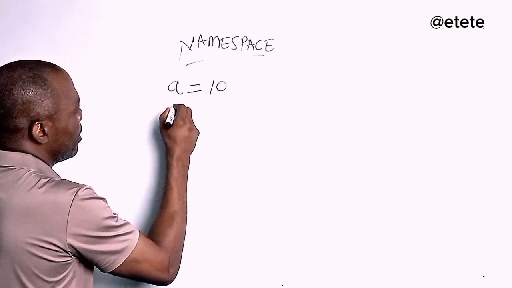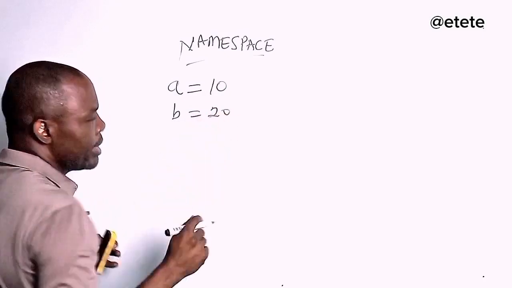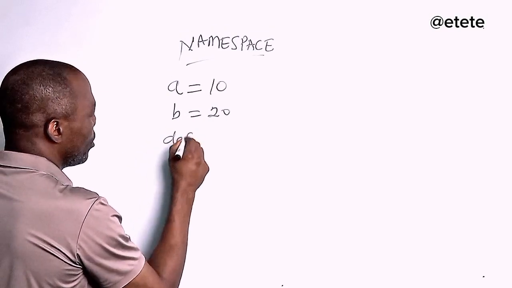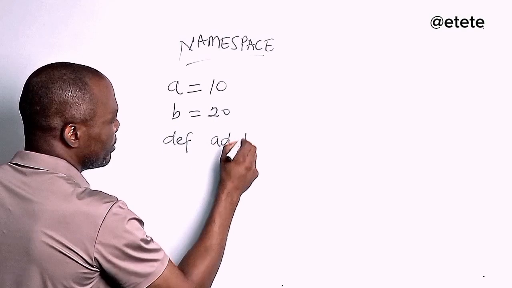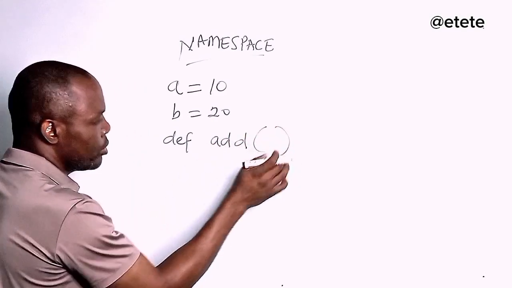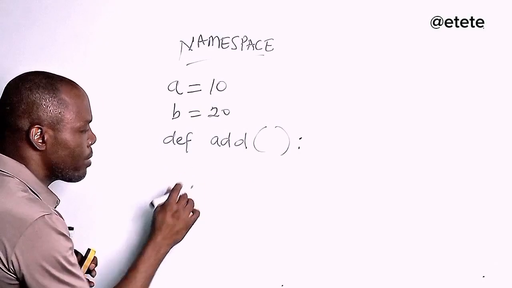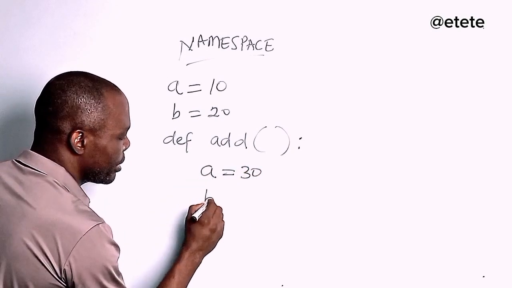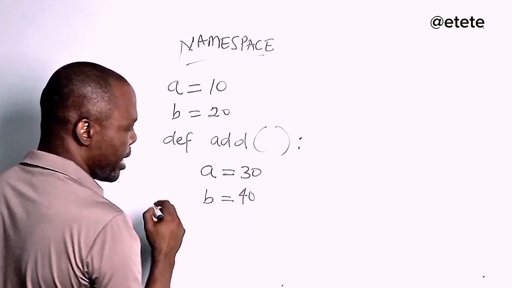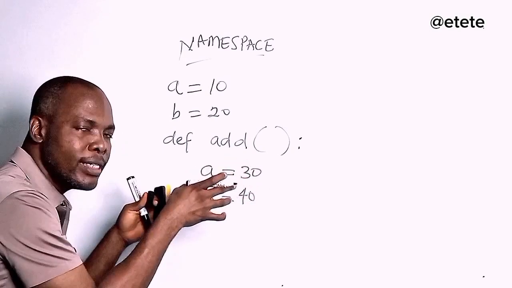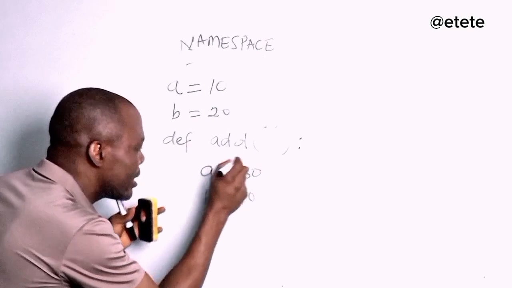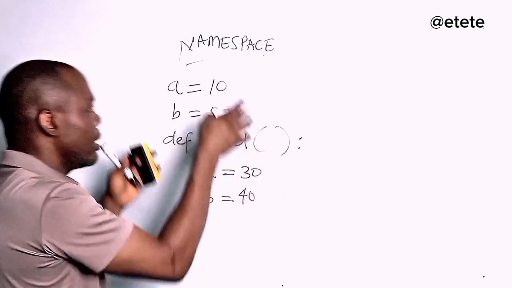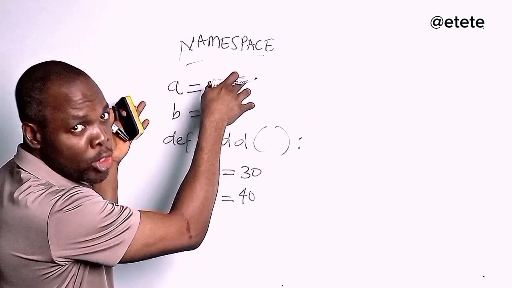Now, to explain why I'm doing this class, you have this. A, you assign 10. B, you assign 20. Then let's write a function. You call the def keyword, add. This is the function name. I'm not going to supply anything to it. So I go into the function. I declare another variable A, and I assign 30 to it. Another variable B, and I assign 40 to it, right? Now, inside this function, the namespace is the local namespace. Everything here is the global namespace.